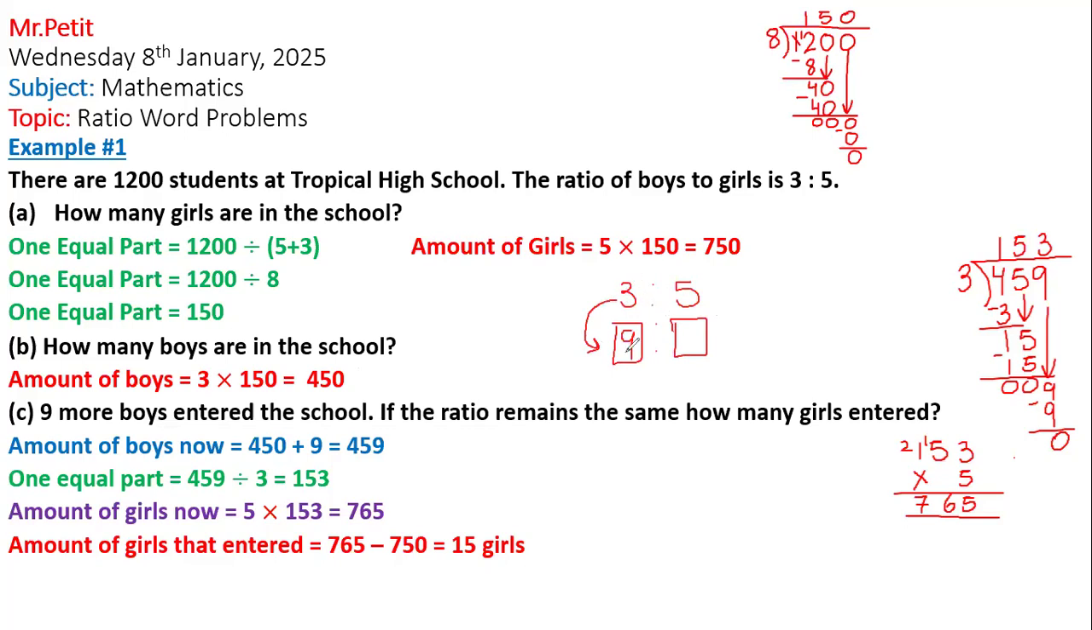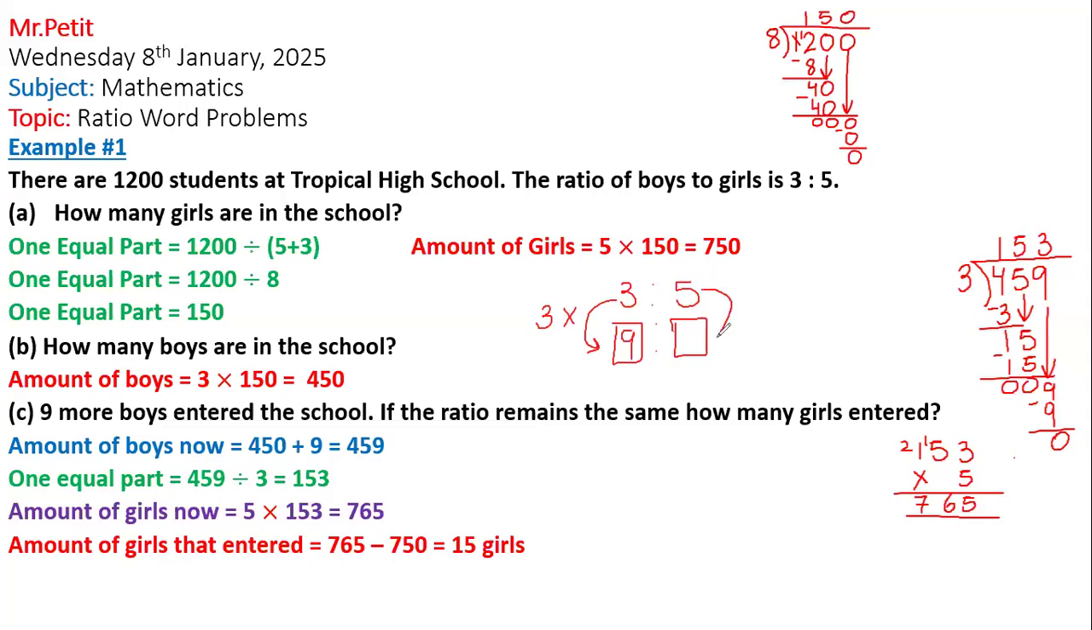How did I get from 3 to 9? What did I do? I multiplied by what? By 3. So whatever I do on the left, I have to do to the right.